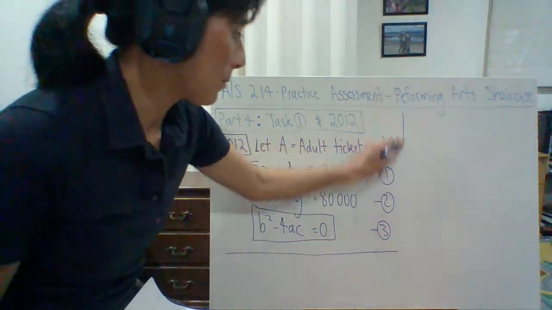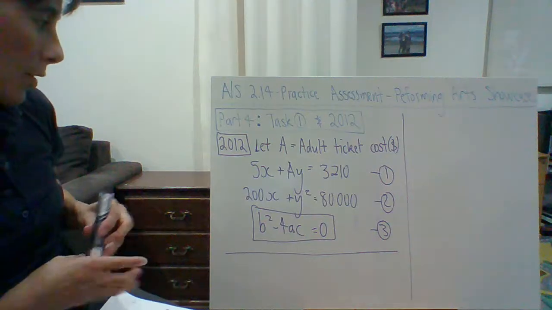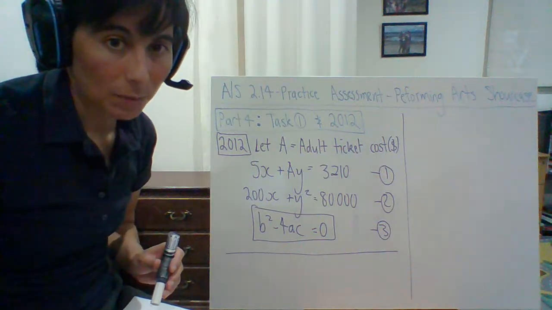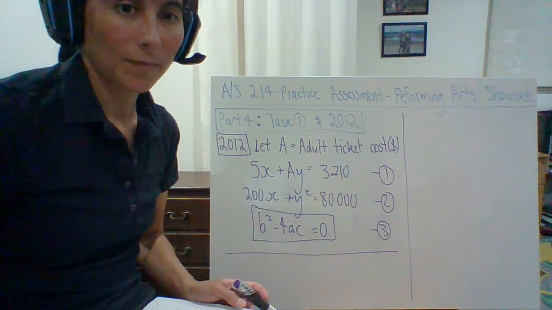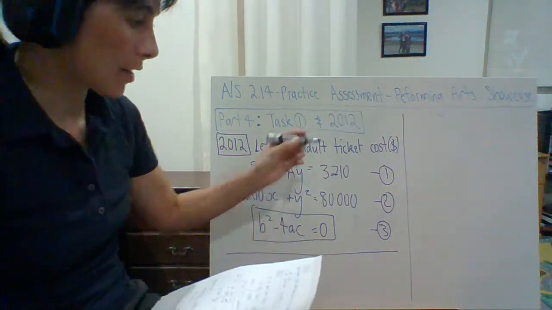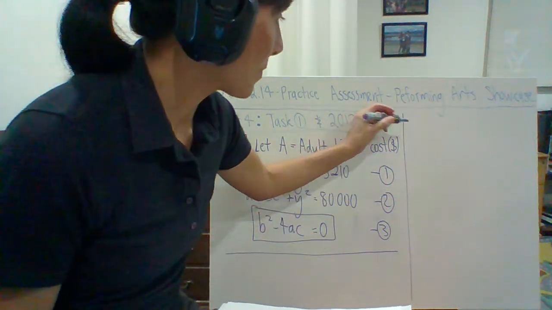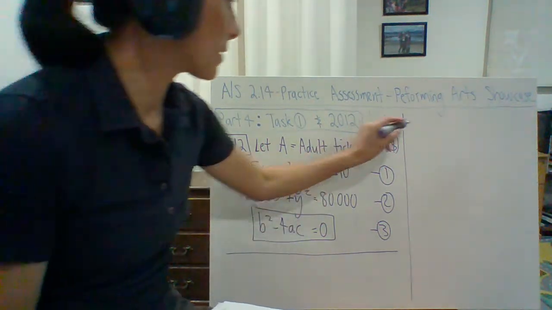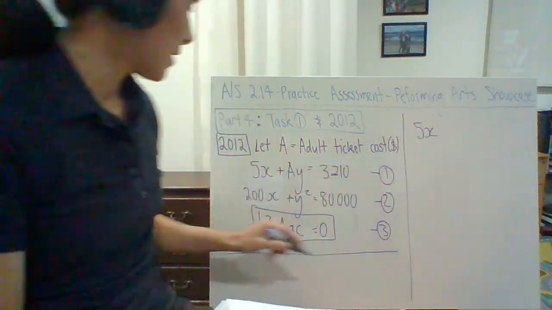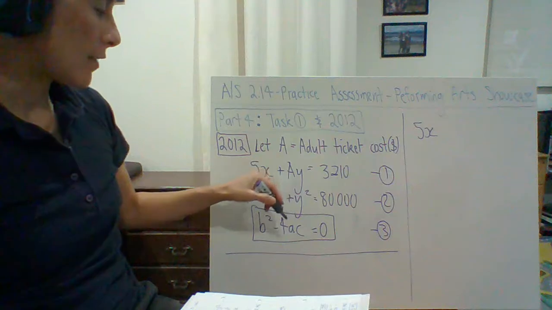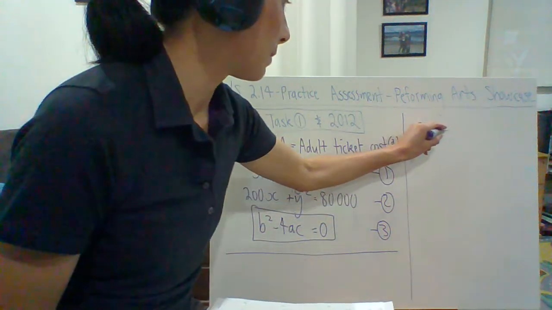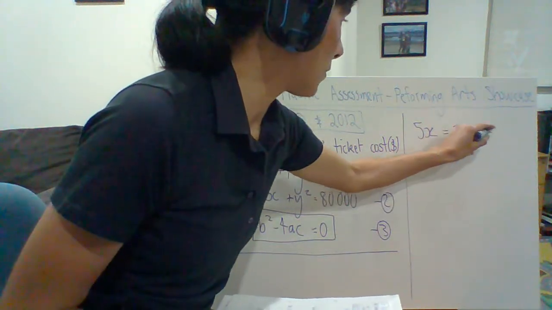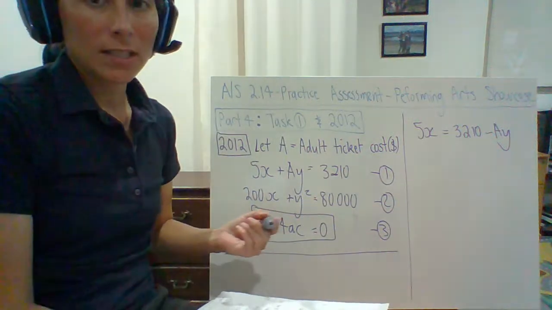We're going to follow the same process to solve these, whereby we look to rearrange equation 1, and I'll clear the board a little bit to be able to do that. I'm just going to proceed with the right side of the board, looking at my space allocation. With equation 1, we're going to rearrange and solve for x. If we move the Ay from the left-hand side to the right, it becomes negative Ay. So then we'll have 5x equals 3,210 minus Ay. Then we need to divide through by 5.